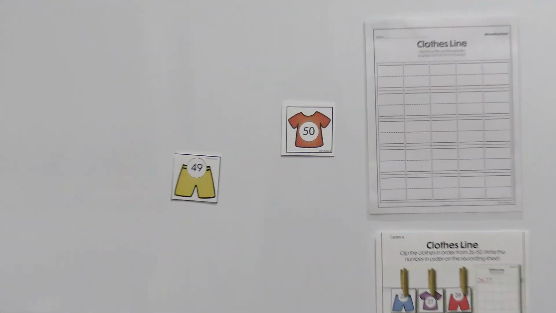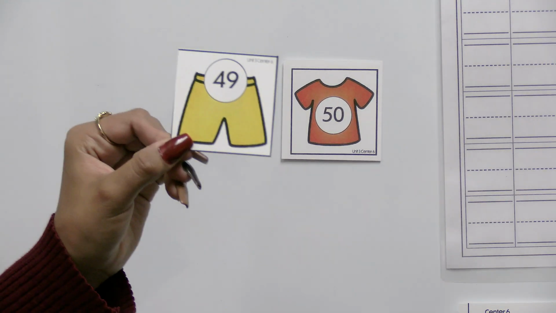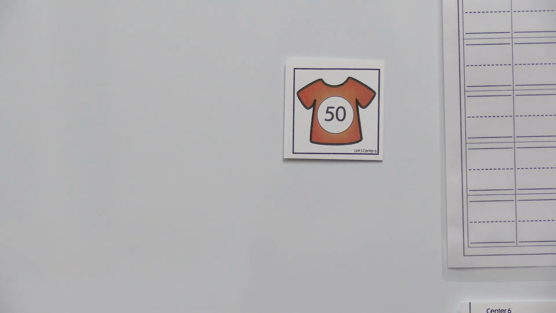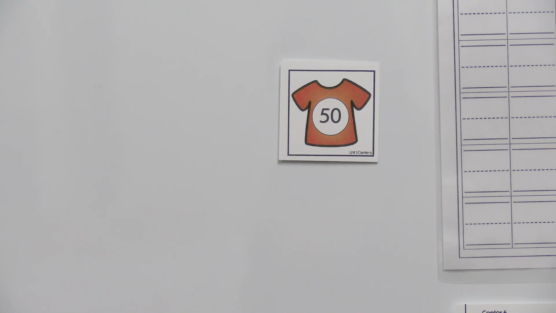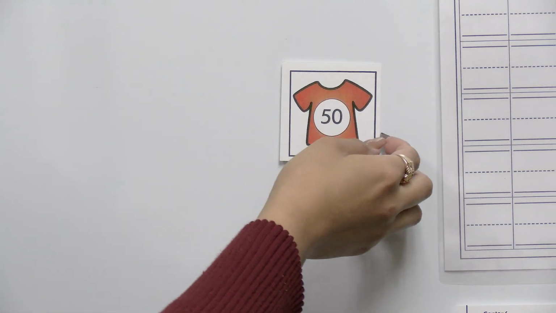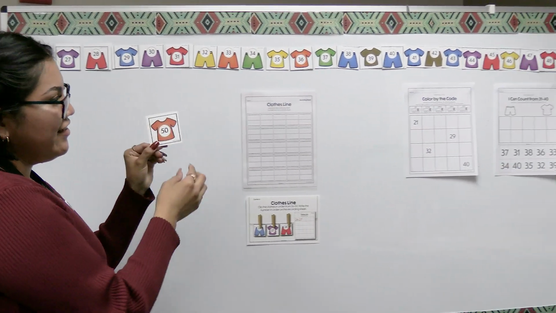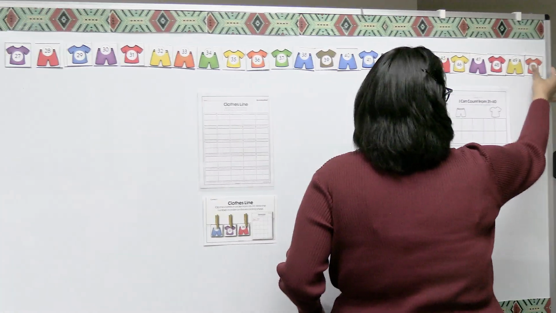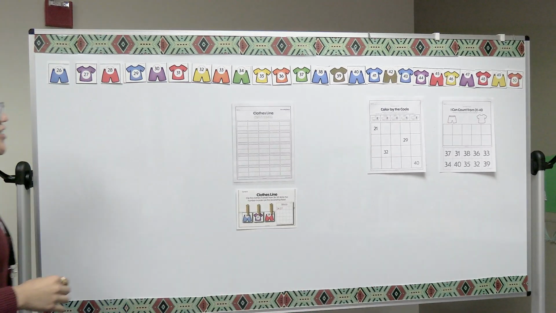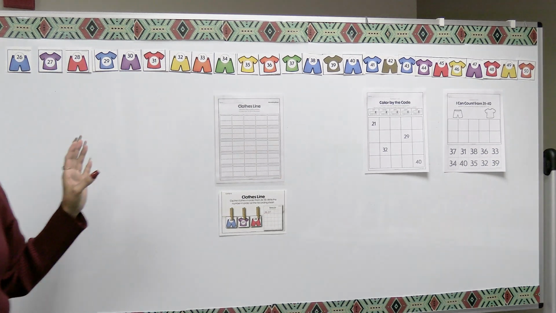Anyone see 49? Right here. This is 49. 4 and a 9. And some yellow shorts. 49. Okay, so number 49. Our last number, 50. 50. And it looks like it's on an orange shirt. Our number 50. So we'll place it right after 49. So 50. Okay, so we put all of our clothes in order from 26 to 50 on our clothesline.